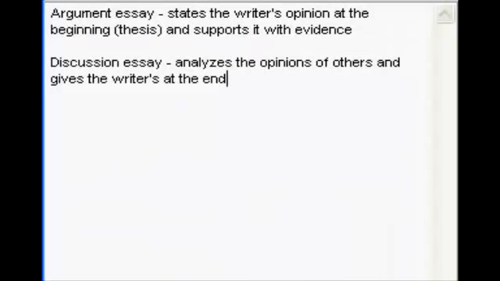In the argument essay, you're giving your opinion right at the beginning. You're saying, this is what I believe, and then the whole essay you're saying why you believe this. In a discussion essay, you're looking at the opinions of other people. So basically you're saying, I'm looking at this person's opinion, I'm looking at this person's opinion, and at the end you say which one you feel is stronger and which one you would agree with. So in a way, you're not giving your opinion at all until the end of the essay.